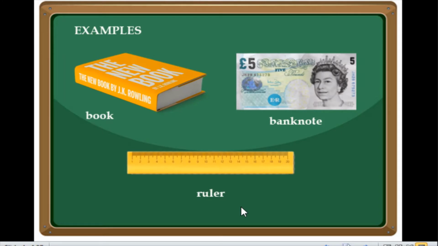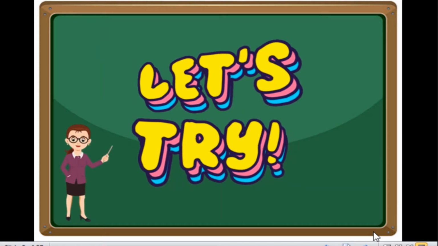Another one. Very familiar to you, right? This is an example of an equiangular quadrilateral. A ruler. These are just a few examples of equiangular quadrilateral objects: book, banknote, and a ruler. Can you still find more objects like these? You try to identify. There are a lot more. Let's try.